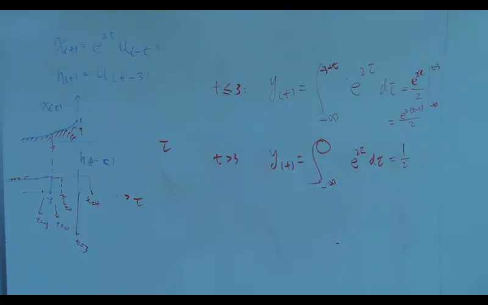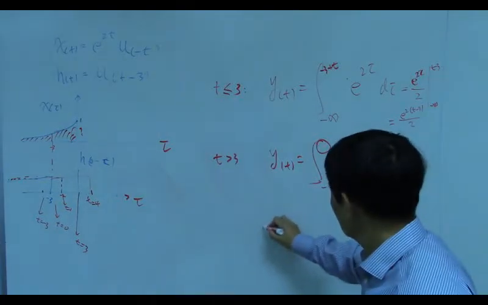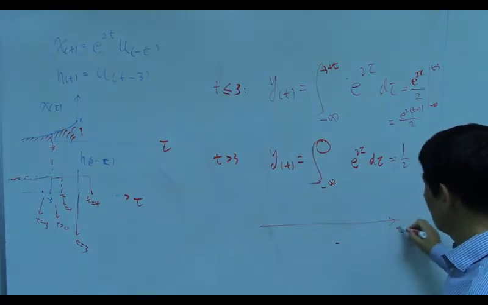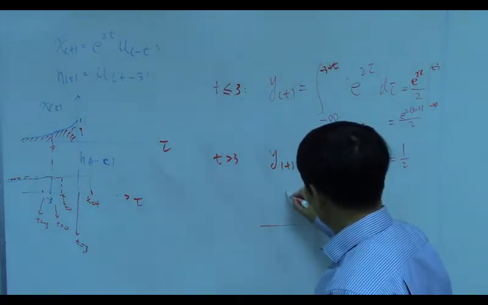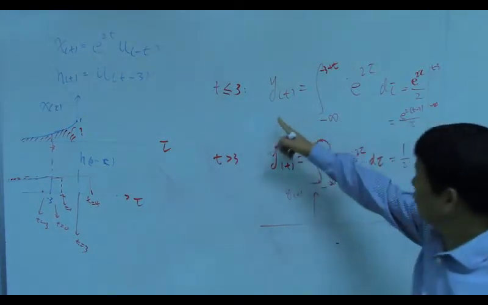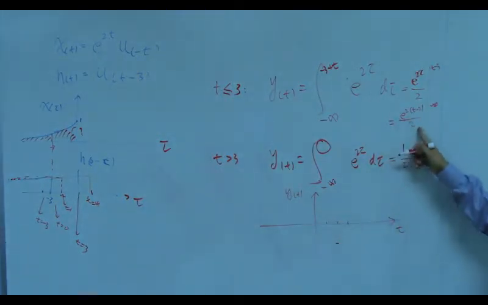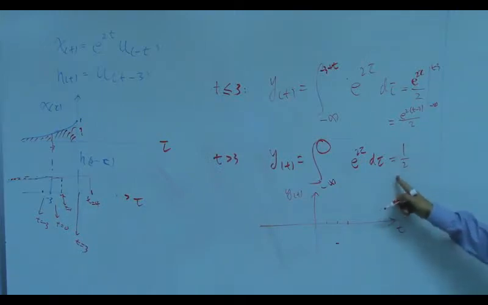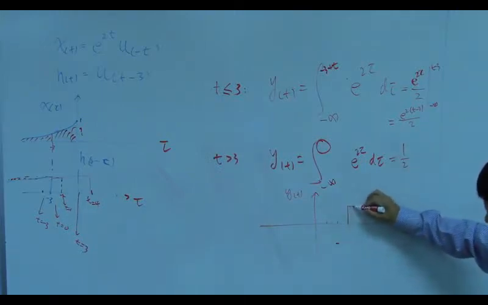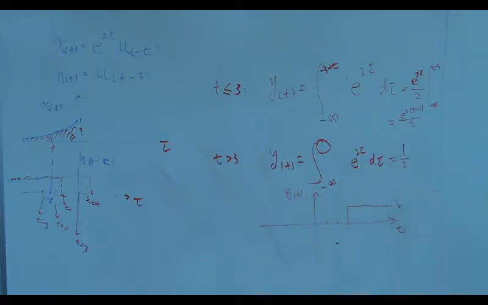Good? So before that, it will be equal to this one. So the plot will be, this is t, this is your output, y(t). Before t equals 3, so 1, 2, 3 here, it is this one. After t equals 3, this one is just constant half. So this one equals half here. After 3, that is easy, right?